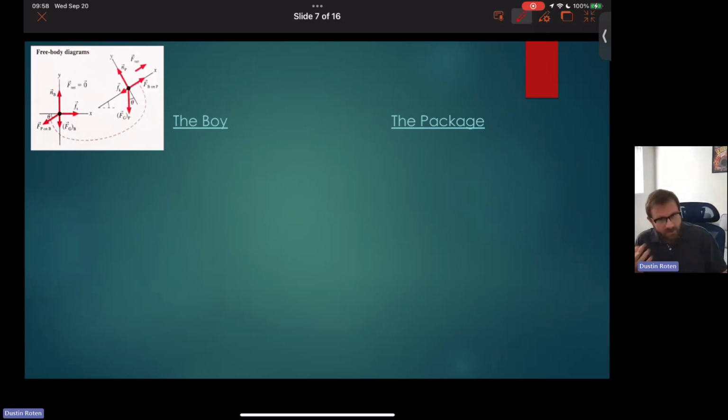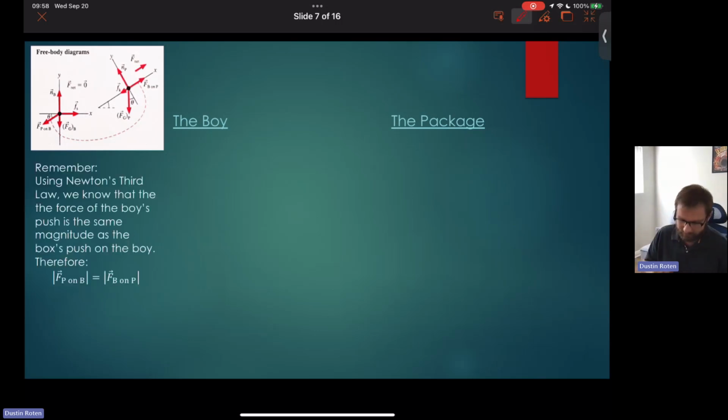All right, well, let's start actually setting up the algebra from these 2 free body diagrams. Now I'm going to cheat a little bit. Using Newton's 3rd law, I know that those 2 forces that I just labeled as the link between the free body diagrams, I'm just going to call that force F because it's equal and opposite. So why use this like P on B and B on P if they're the same? Let's just call it F.